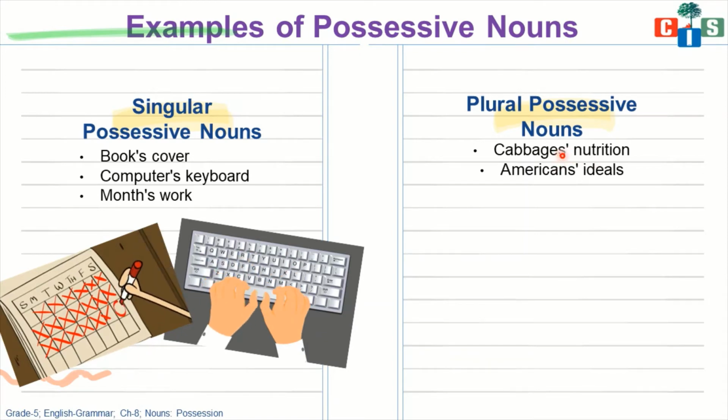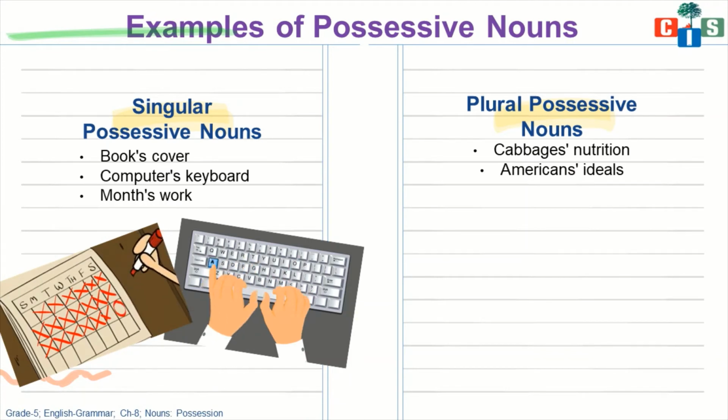So cabbages' nutrition. Here, after this S, I added an apostrophe. Why? Because when we are changing any plural noun into a possessive noun, we have to add this apostrophe after S. Here, Americans' ideals means I am talking about all Americans. That's why it's in plural form, and this word ends with S. After this S I added an apostrophe because this plural word is changed into a possessive noun now. Right?